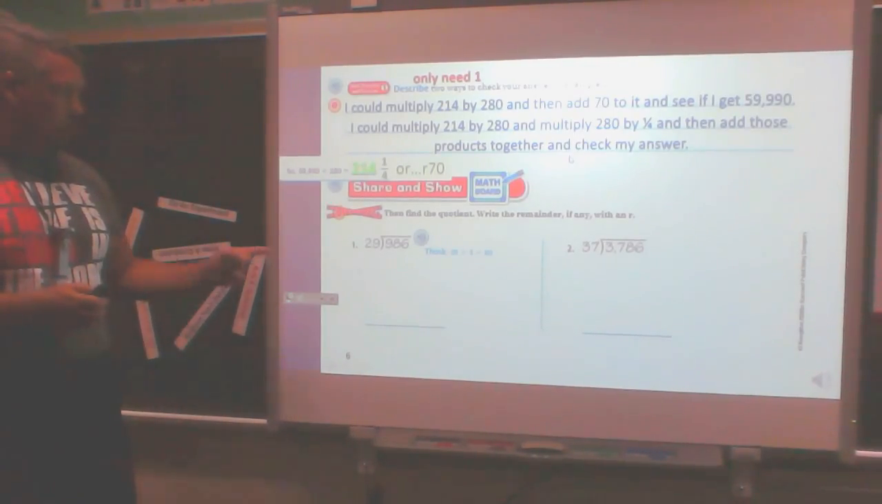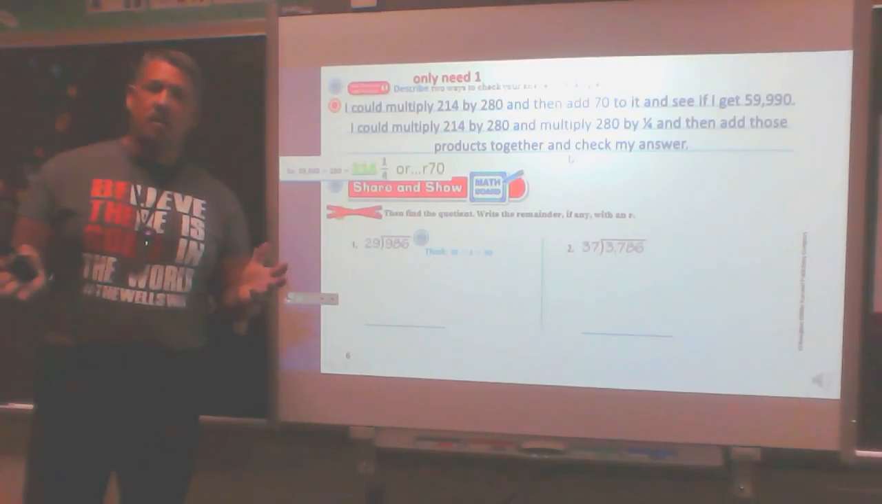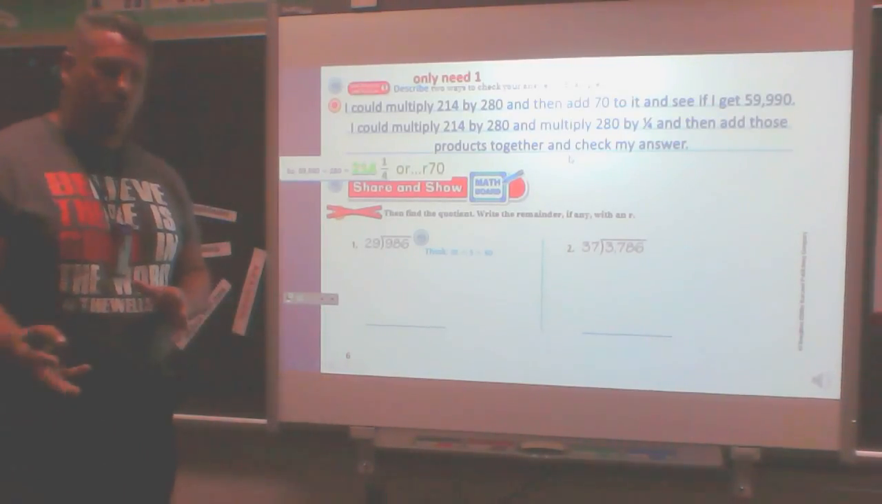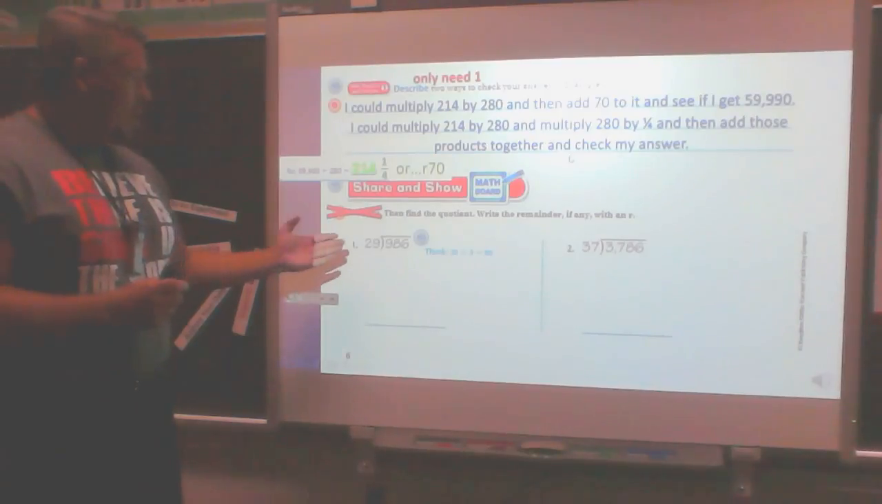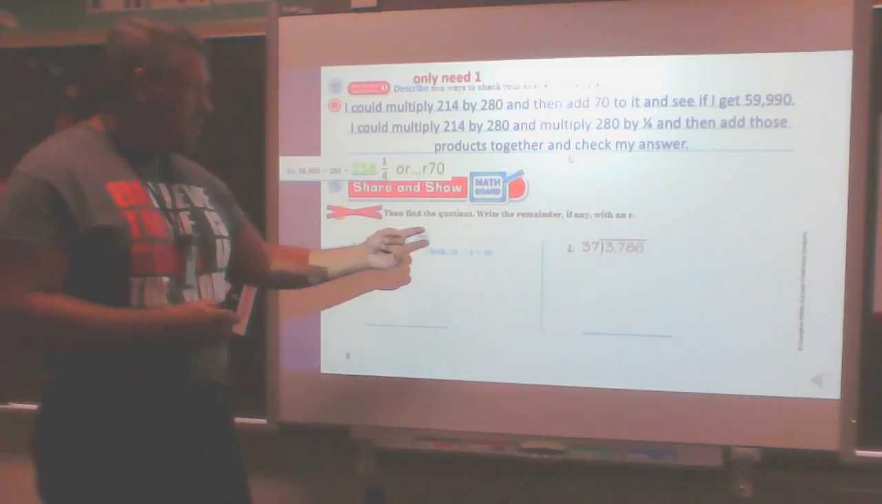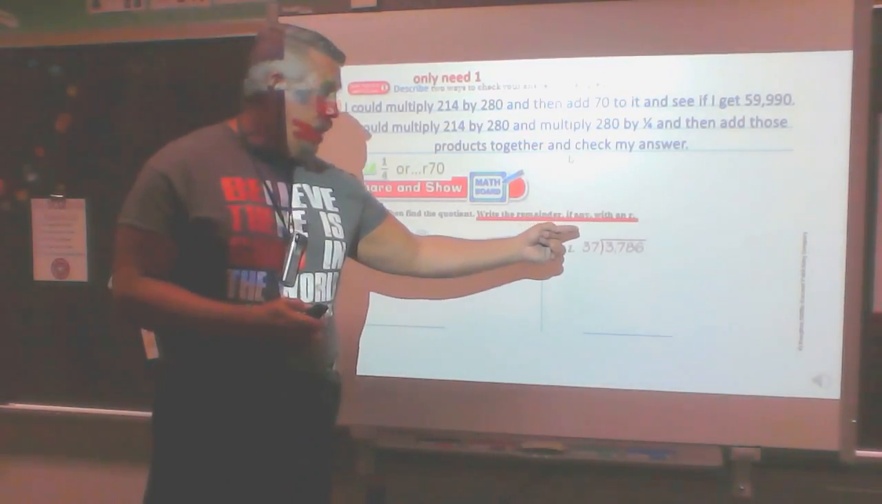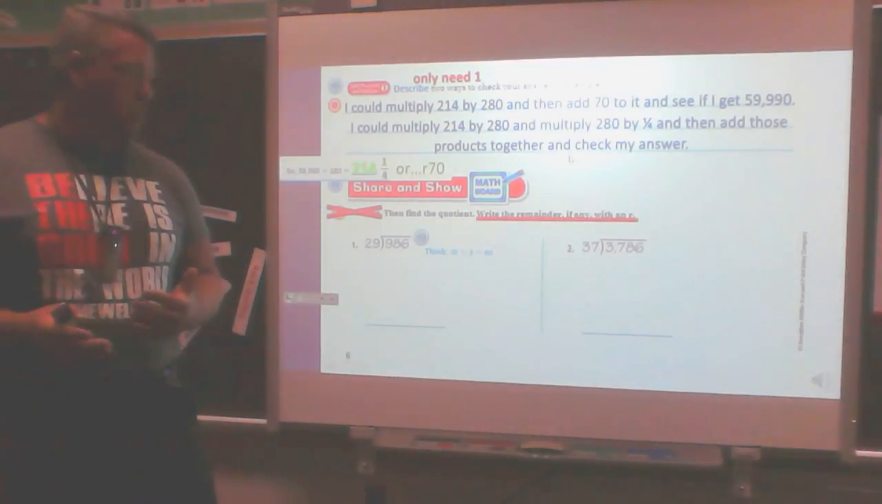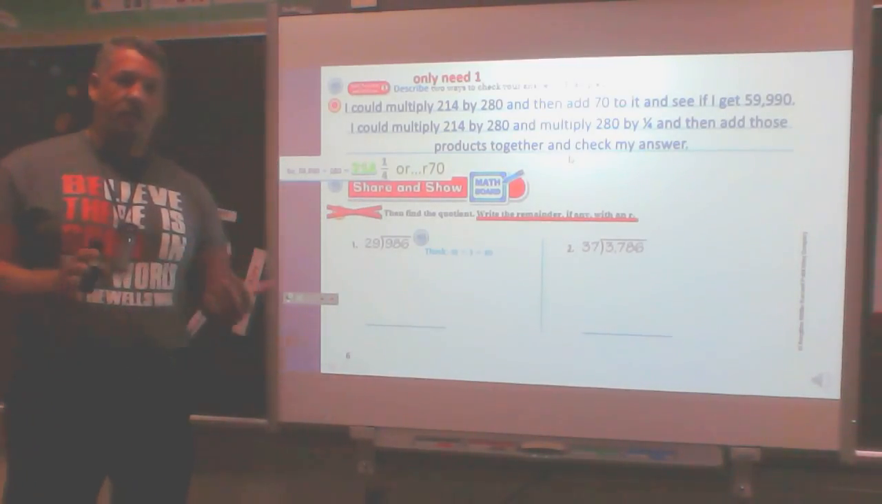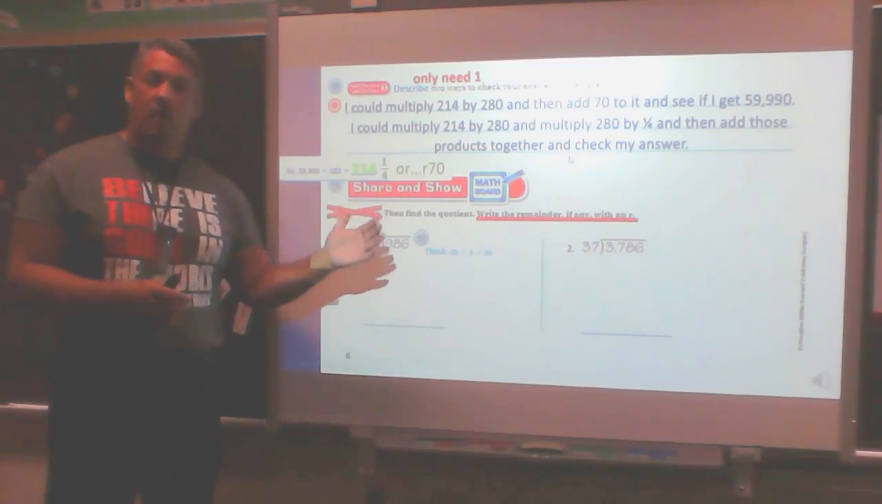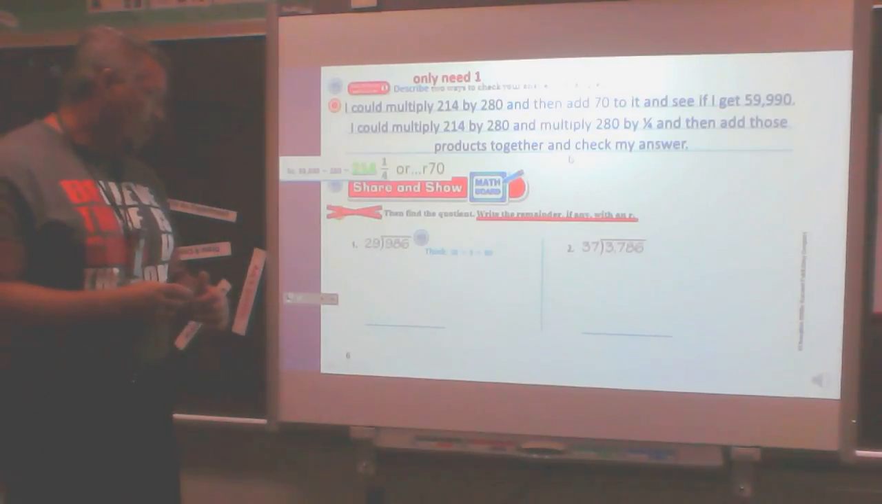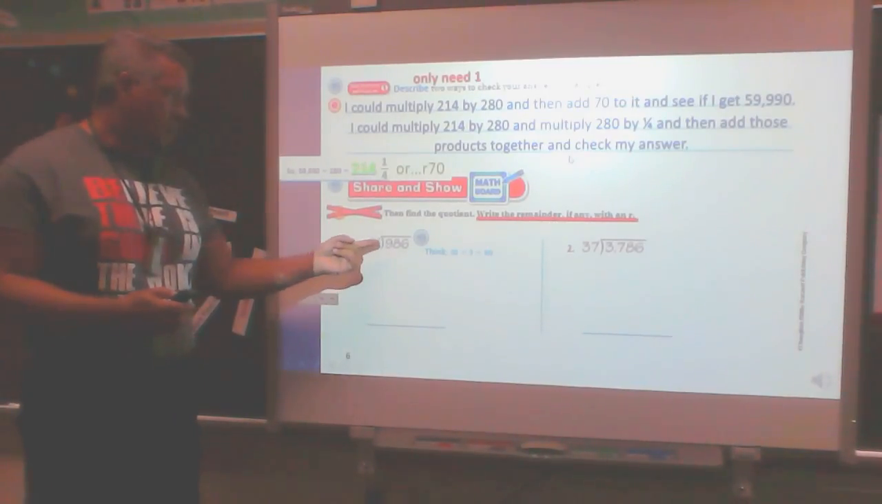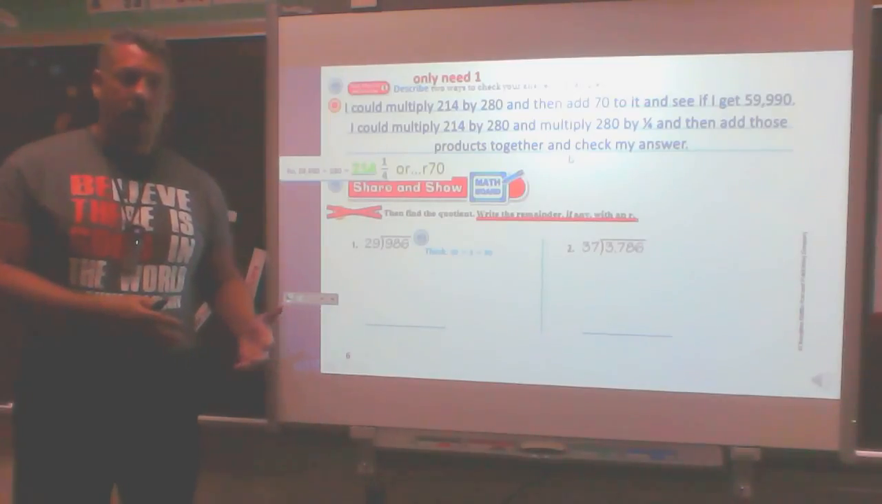The first thing I'm going to do is I'm going to get rid of my estimate. I'm not going to estimate. It's extra work that I don't need to do right now. Then I'm going to find my quotient, and it says to write the remainder, if any, with an R. Okay, so it may have remainder, it may not, and I don't have to worry about fractions at this point. I just need the R to show remainder. So I'm going to set it up, which it's on my paper, and then I'm just going to divide.